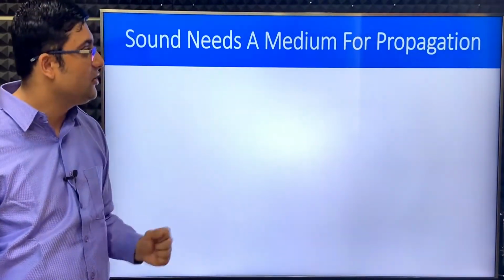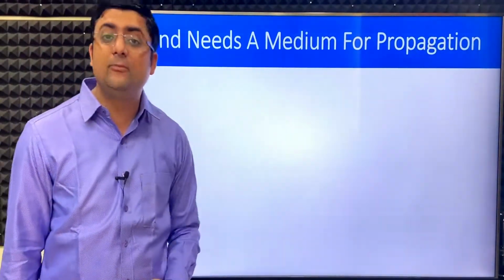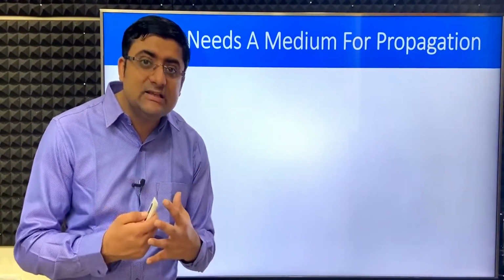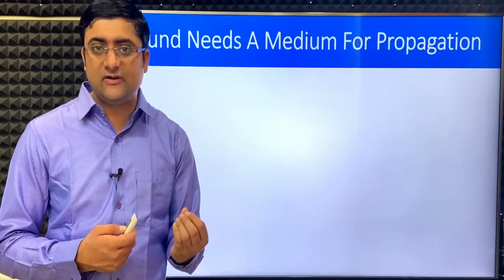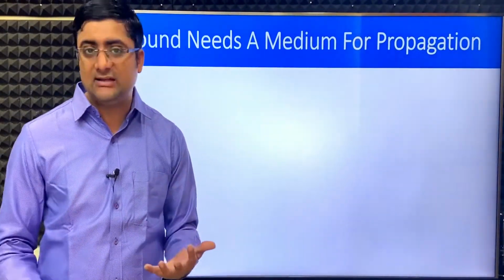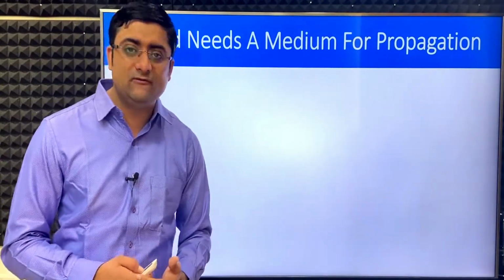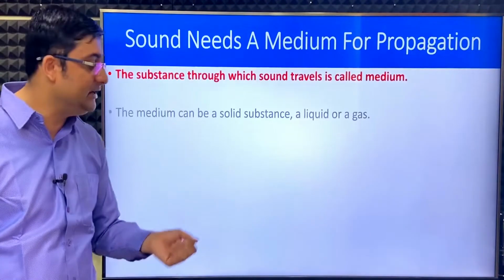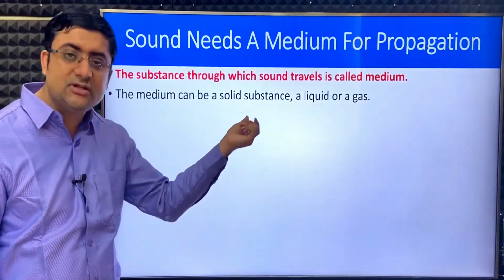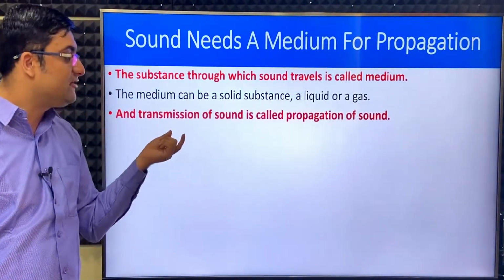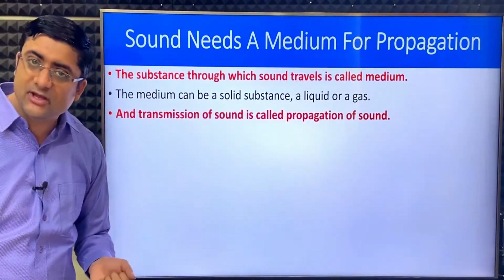Is it clear? Going ahead, sound needs a medium for propagation. So like I told you, sound is a vibration. What is carrying these vibrations? Molecules are carrying these vibrations. So where are molecules found? They are found in solids, liquids and gases. Therefore, we say sound needs a medium for propagation. So see, the substance through which sound travels is called a medium. The medium can be a solid substance, a liquid or a gas. So sound travels in all three. And transmission of sound is called propagation of sound.